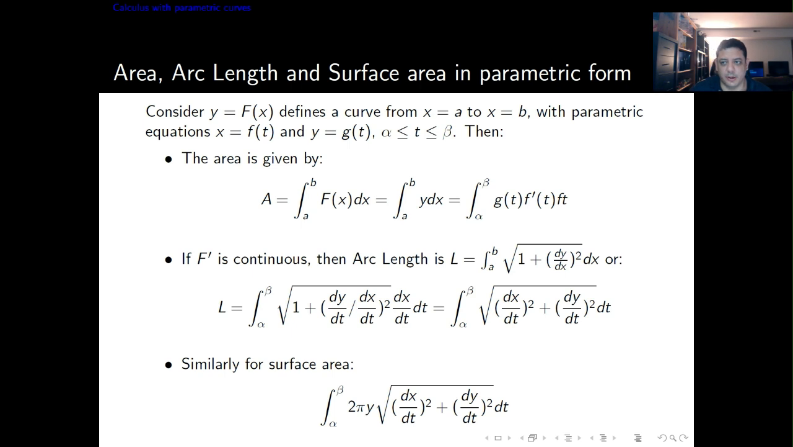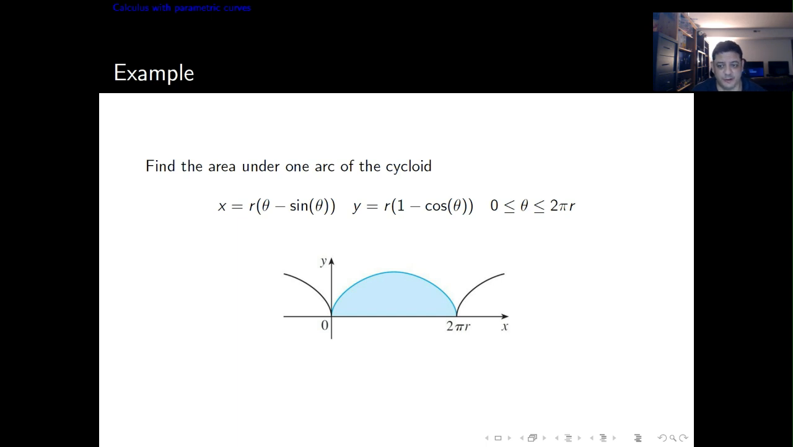Now, in part 2 of calculus with parametric curves, we're going to actually see in place the use of the formulas for area, for arc length, and for surface area. So let's go to the first example.